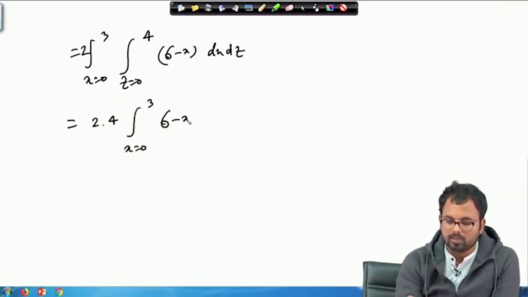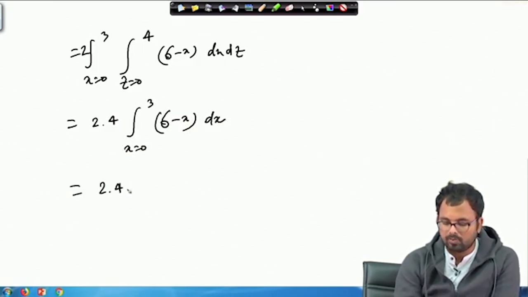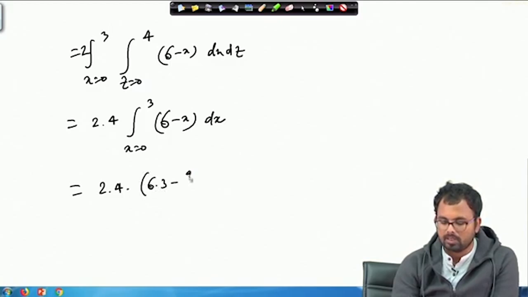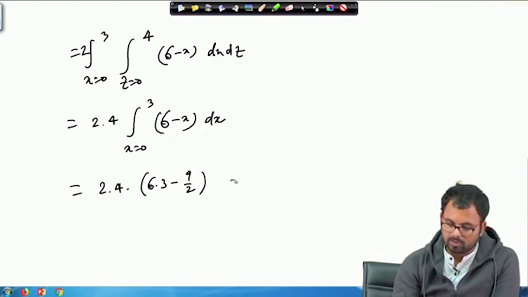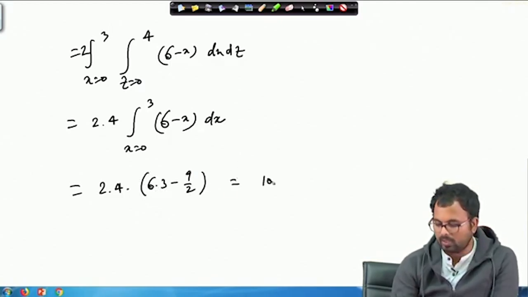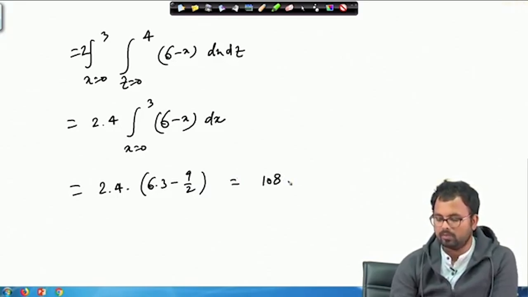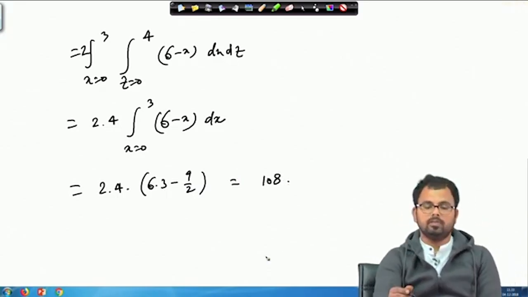So, this will be 6 minus x times dx, and so this will be 2 times 4, it is 6x minus x square by 2. So, this is 6 times 3 minus 9 by 2. So, ultimately it will be 108. So, that is the required surface integral.